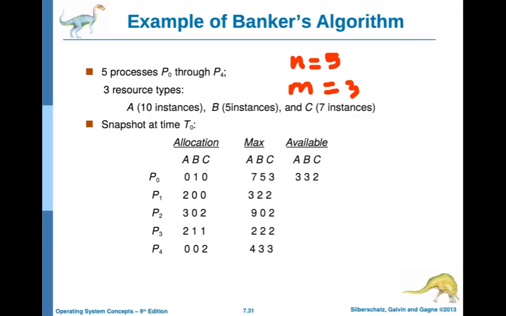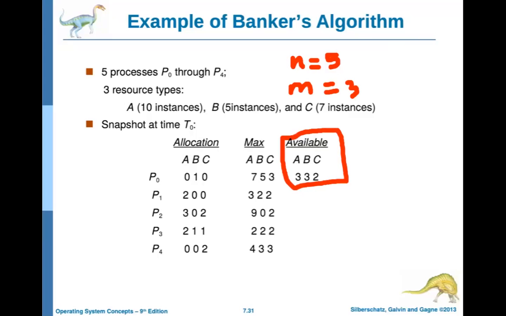Now at any given time T0, suppose this is the state. Now how to read it, that is important. Let us start with Available. 3 resources of type A are available, 3 resources of type B are available, and 2 resources of type C are available. So that is the current state.